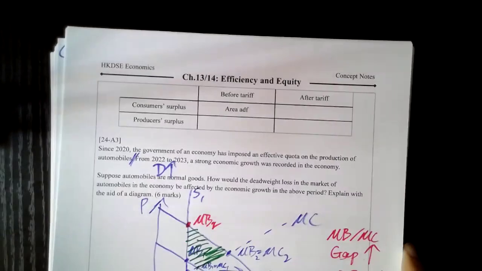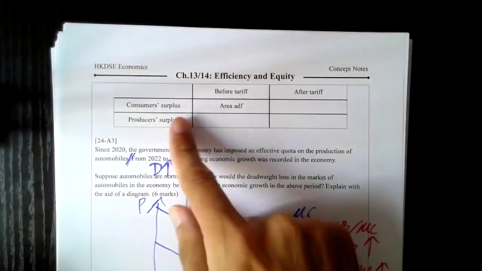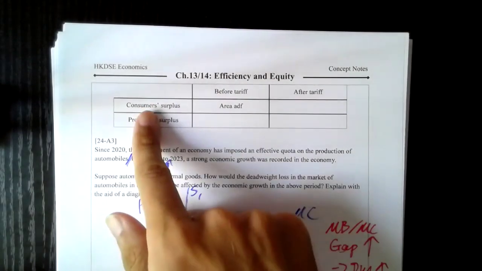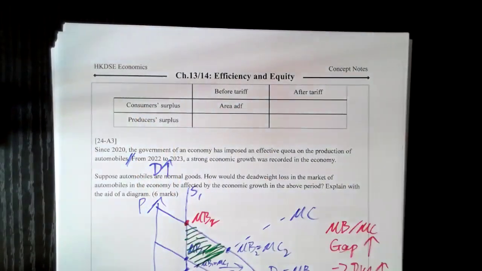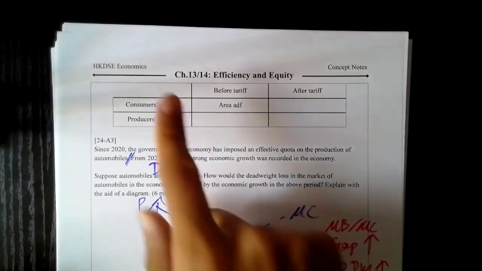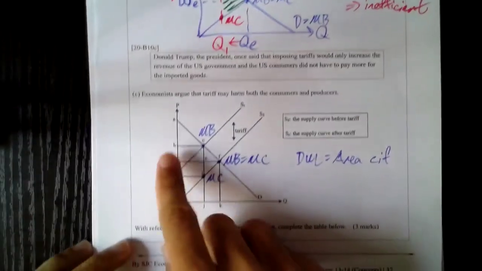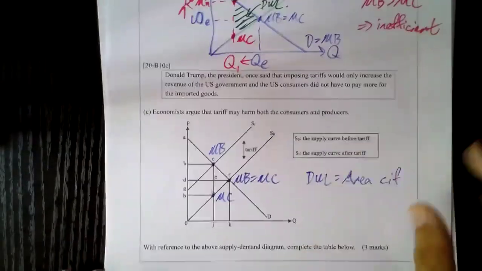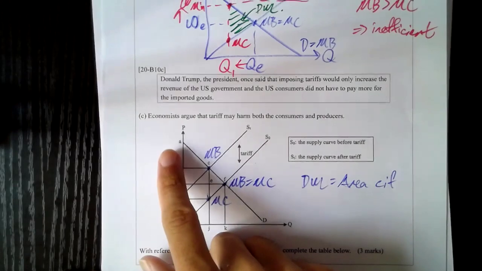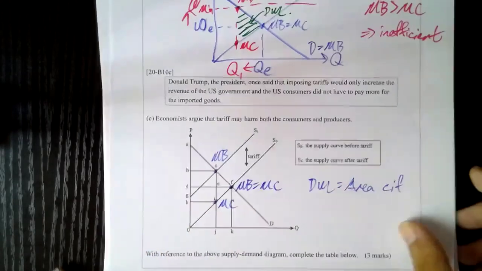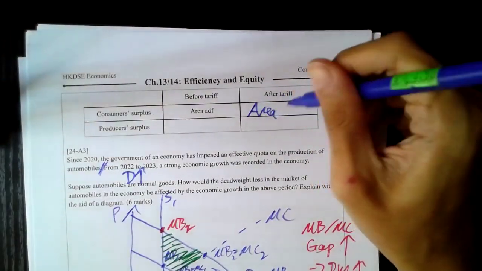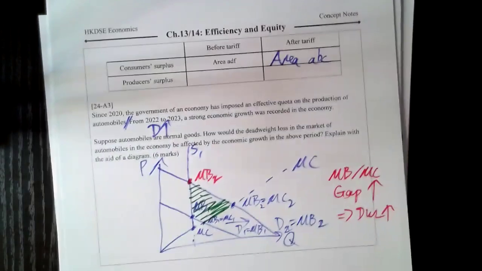This table asks you to fill out the area of consumer surplus and producer surplus before and after. Okay, consumer you should know, right? Consumer is not a big problem. Which is here. Consumer used to be ADF, right? Now where is the consumer surplus? It's exactly ABC. Okay, it's just area A, B, C. Okay?